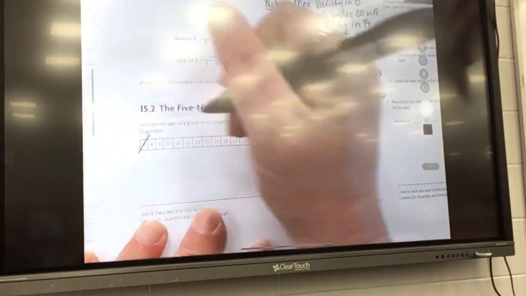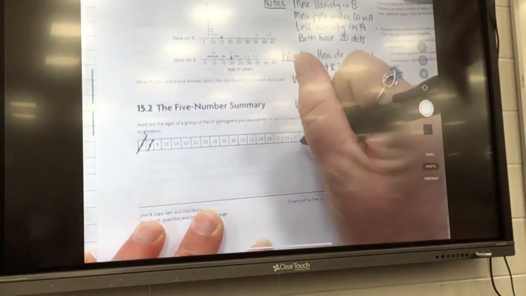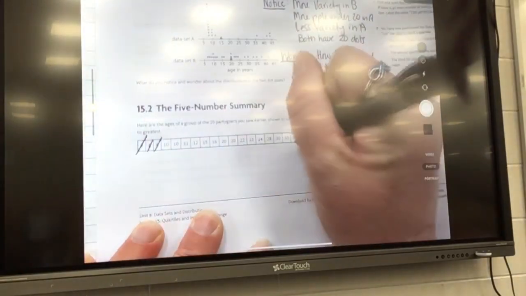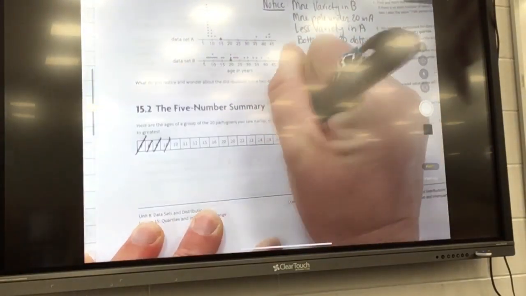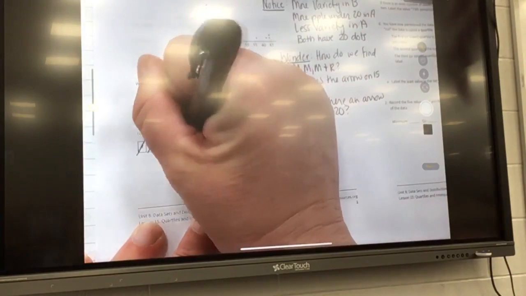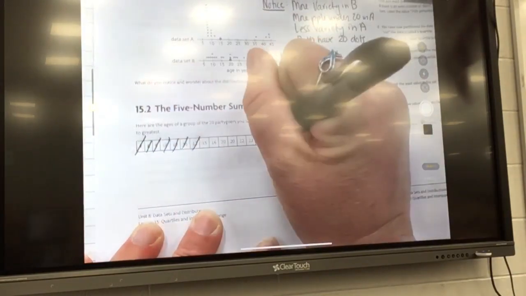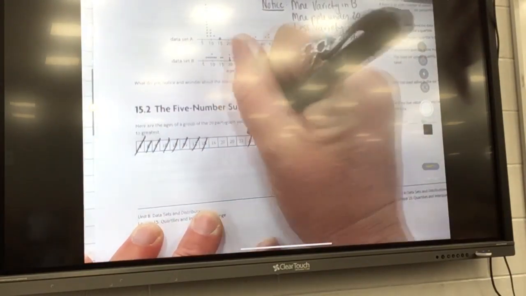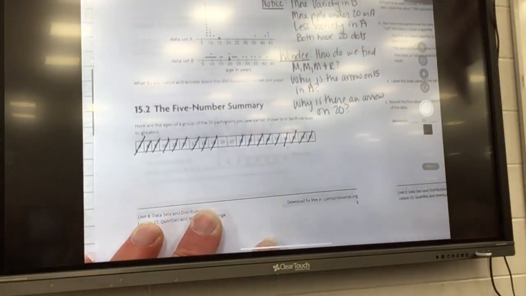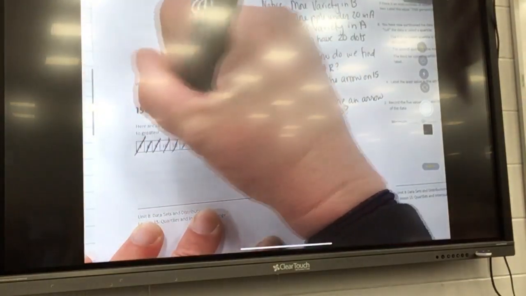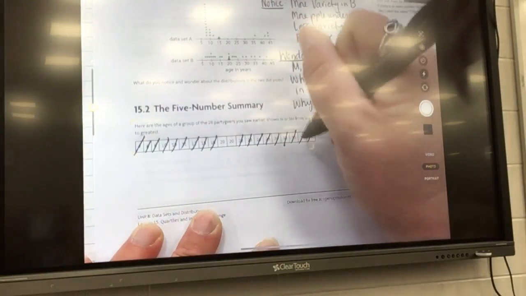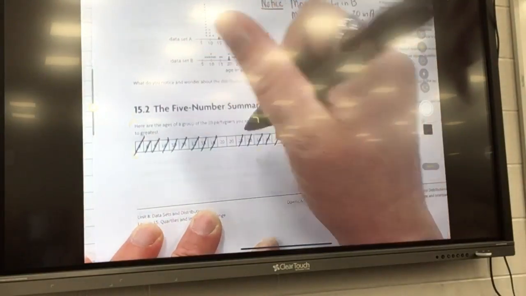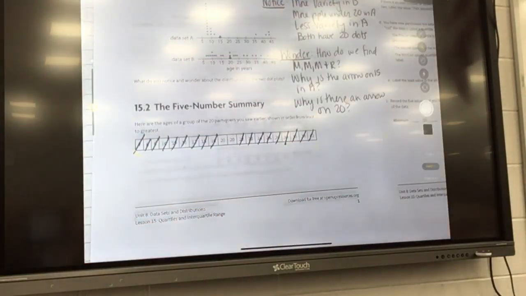Okay, so we're gonna cross off till we get to either one number in the middle or 2 numbers in the middle. So what do you notice? What do you notice when we get to the middle? Jonathan? There's two. There's two numbers.